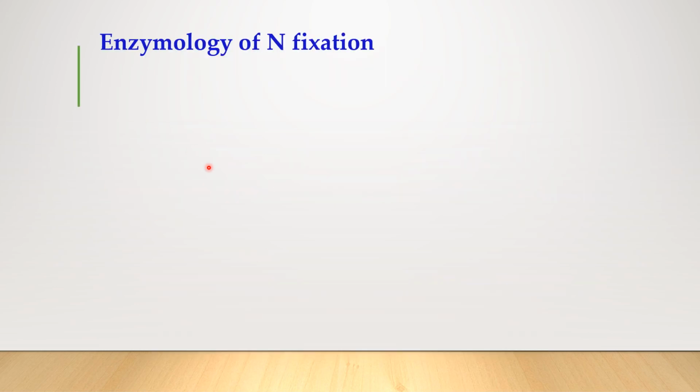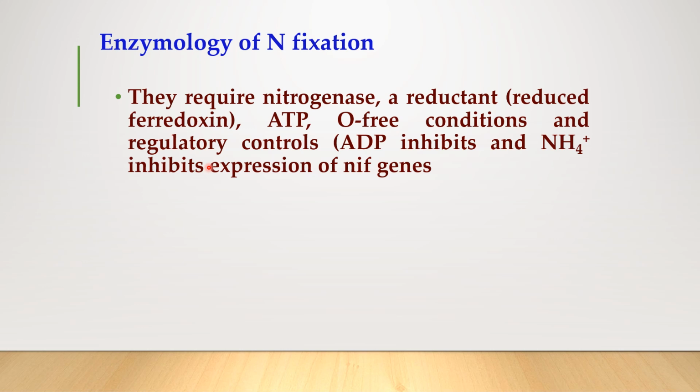We have to understand the enzymology of this. It is a nitrogenase and it requires the reductants, that is the reduced pyridoxine, ATP and oxygen free conditions as we have told, and you have the regulatory controls. If ADP is more, it inhibits ammonia formation, and even if ammonia is more, as it is the end product, it inhibits expression of NIF genes, so you don't get nitrogenase. So all these conditions are required.